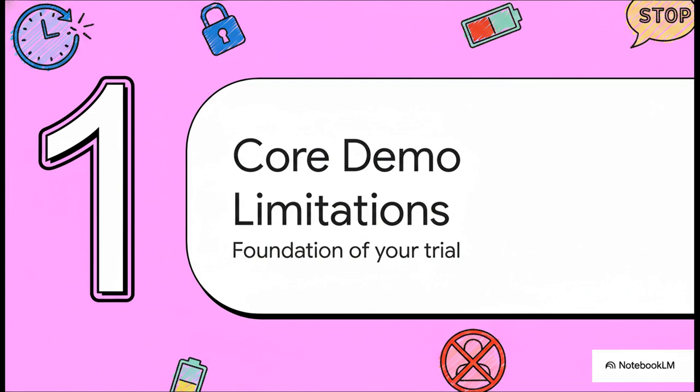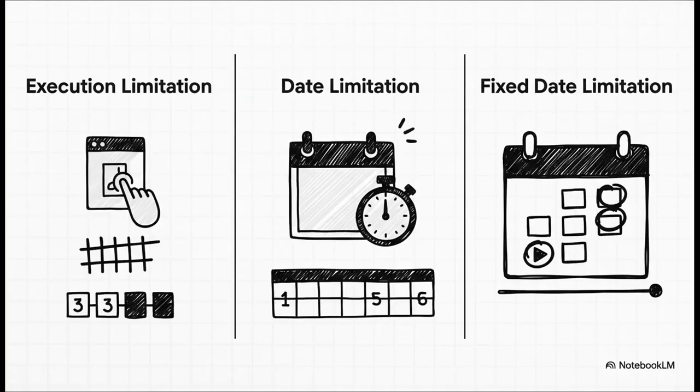All right, so first things first. The most fundamental decision you have to make is how you want to limit your demo. I mean, this choice right here is going to define the entire trial experience for your user. You've basically got 3 main plays here. First, you can limit the number of times the app is run, the executions. This is perfect for simple utilities where a user can see the value in just a handful of uses.